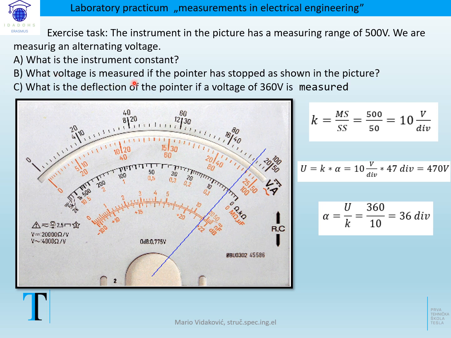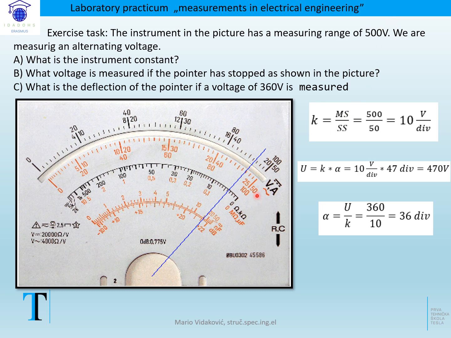B. What voltage is measured if the pointer has stopped as shown in the picture, and C. What is the deflection of the pointer if a voltage of 360 volts is measured. We use two formulas. First is for constant. Measuring scope divided with show scope is 500.